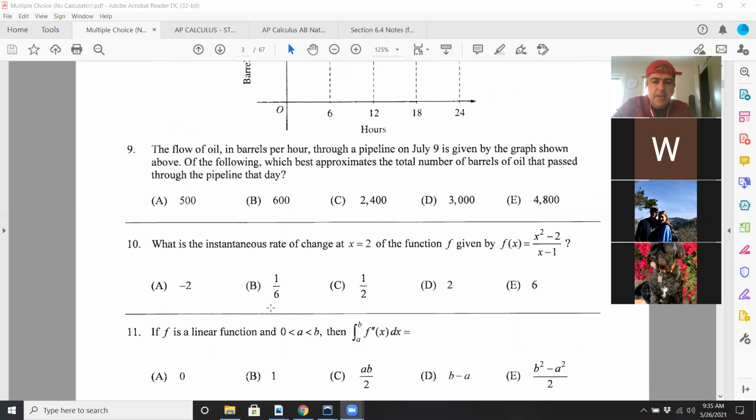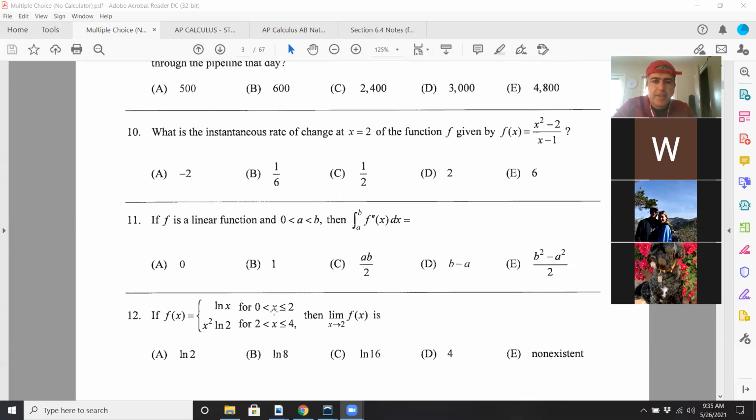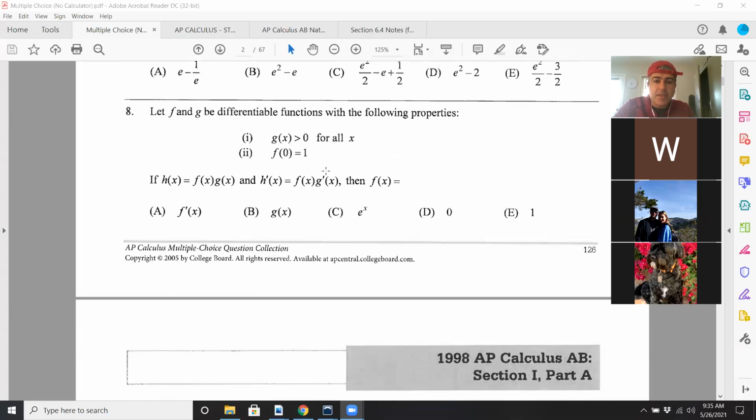Okay, let's look at 8, and then I'm going to give you guys a chance to do a little bit of practice on your own to see how it's going. For 8, let f and g be differentiable functions with the following properties. So what this tells me is that this is an increasing function the entire time. Actually, no, I lied. I don't know if it's an increasing function the entire time. All I really know is that g is positive for all x. That's all that tells me.